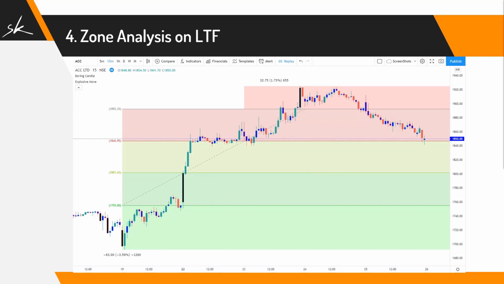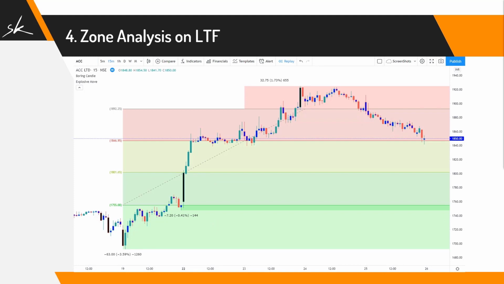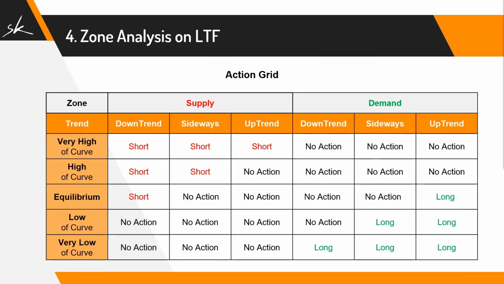We will now draw the zone. Proximal line is the highest body in the basing, and the distal line is the lowest low of the pattern. We have now identified a demand zone on the lower time frame. Demand zone that we have identified on the lower time frame is located very low of the curve in a sideways trend. The action grid tells us that we can use this demand zone for long trade.